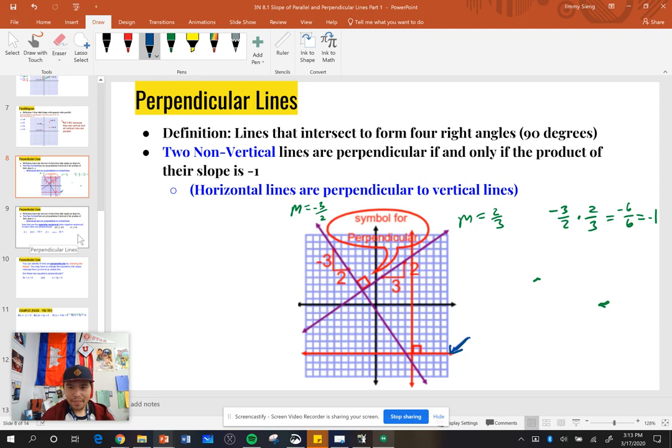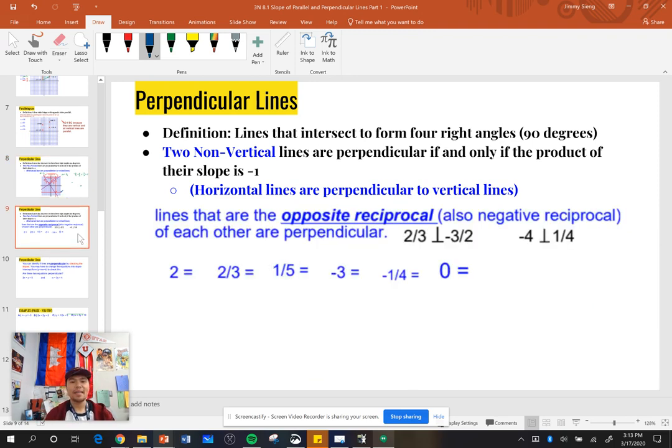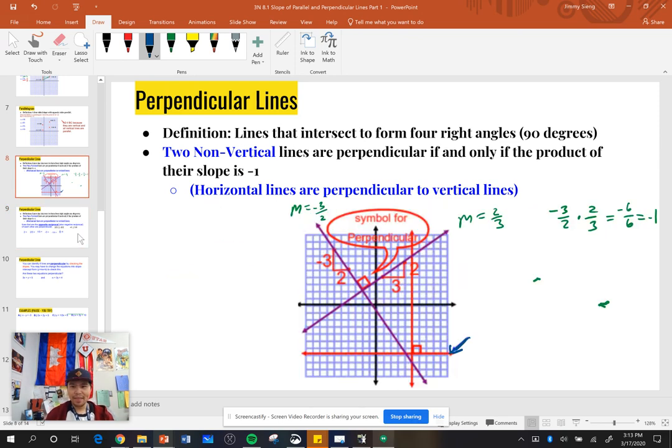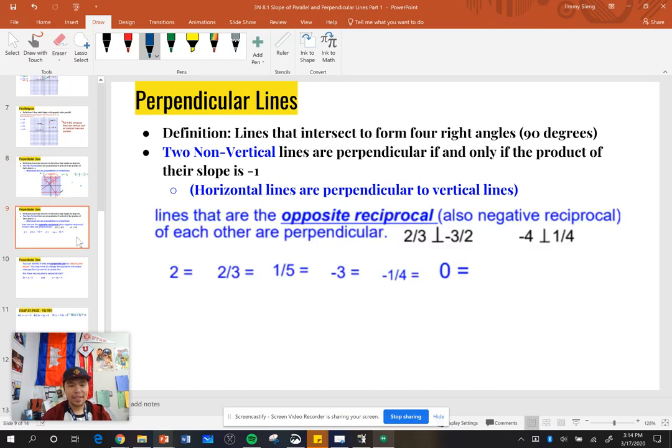Feeling good? Another idea to think about this is lines are opposite reciprocals to each other, okay? Going back, if I was to times those two, notice how they have opposite signs, and they're also opposite sides of the numerator and denominator, right? That numerator and denominator, they switch, and they also go negative, right? And when I do that, that's how you get that -1, class. So lines that have the opposite reciprocal, meaning a negative with a reciprocal of each other, are perpendicular, right?